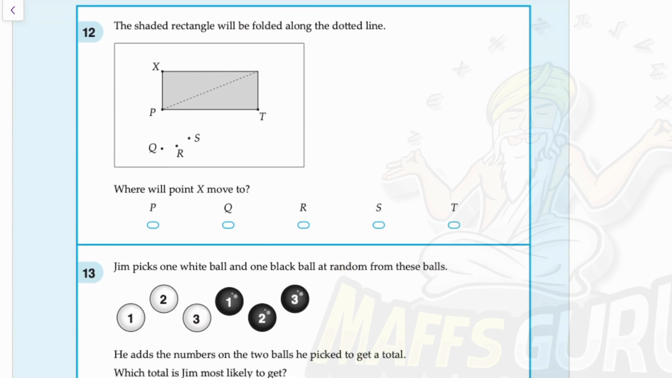The shaded rectangle will be folded along the dotted line. Where will point Q move to? That's a very good question. Now, lots of people will think, but I'm fairly sure it will actually move to point S. All right? A lot of people think it will go to point T. It actually really wouldn't, because what it's going to do is it's going to hit at a right angle and continue down to there. All right, that's a bit of a trick question.